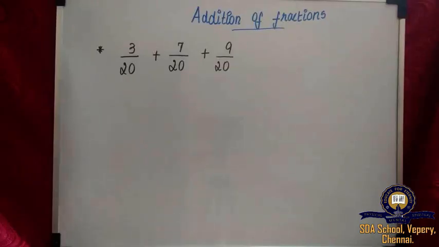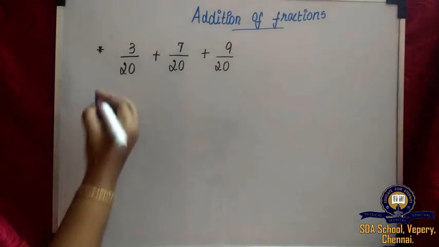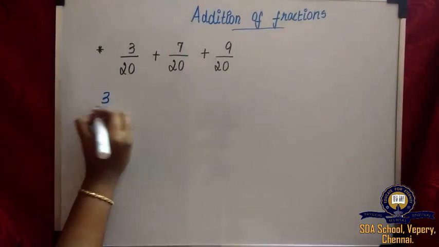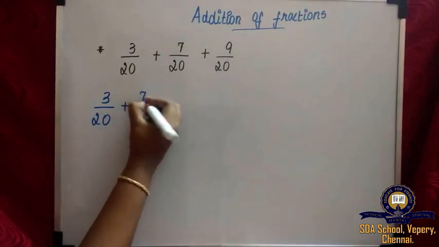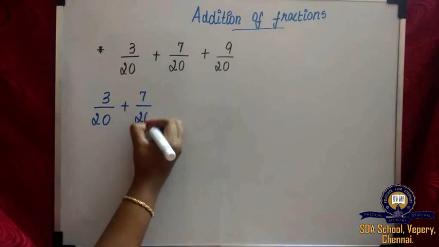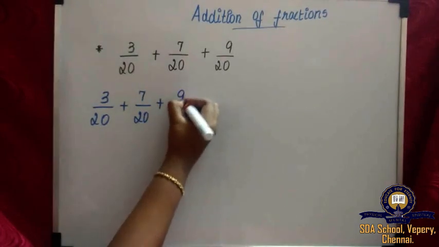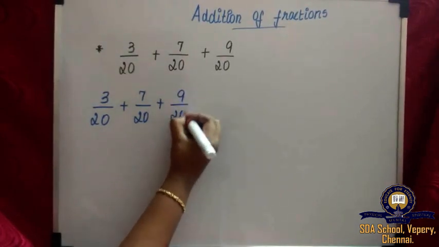Now we will do few problems. Look here. When you see here, all the given fractions are like fractions. So we have to add the numerators and we have to keep the denominator as such. So 3 by 20 plus 7 by 20 plus 9 by 20.